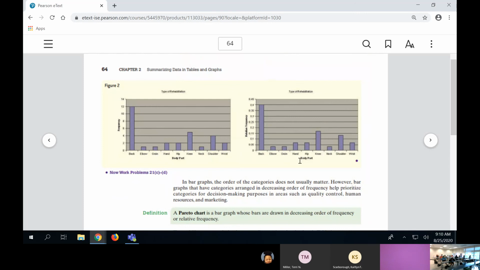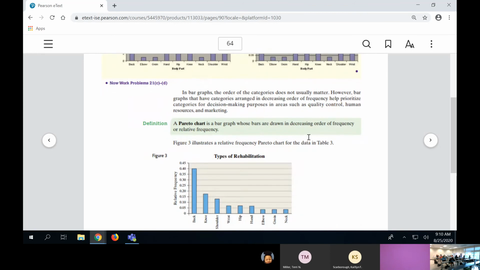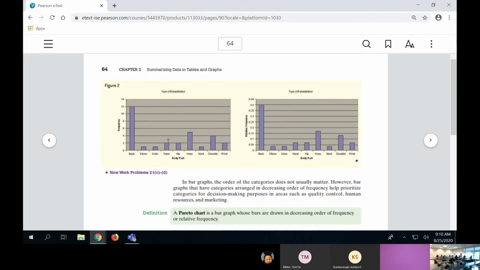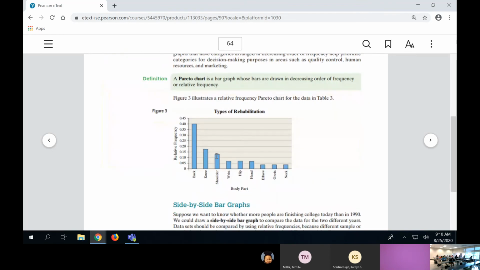I'll show you how to do a bar chart and all that when we get to the Excel in Chapter 3. There's your definition right there that you were talking about, a Pareto chart. A Pareto chart takes your values and puts them in descending order. So those same values that you had right here, see the purple ones? That's what they look like in descending order.